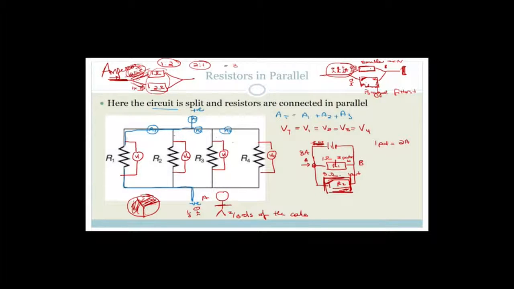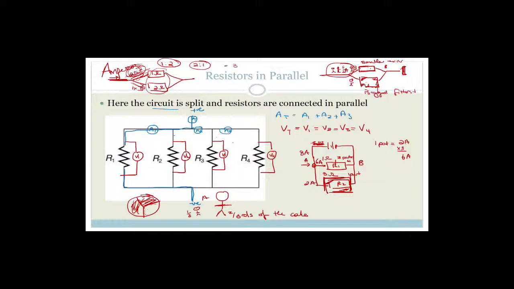Why? Because this is 3 times as big a resistor. So because it's 3 times the bigger resistor, it's going to have less current going through it. In fact, it's going to have 3 times less current going through that. So we'll go, well, what's 3 parts? Well, 1 part is 2 amps, so 3 parts is going to be 6 amps. So we're going to get 6 amps going through here, and 2 amps going through here.